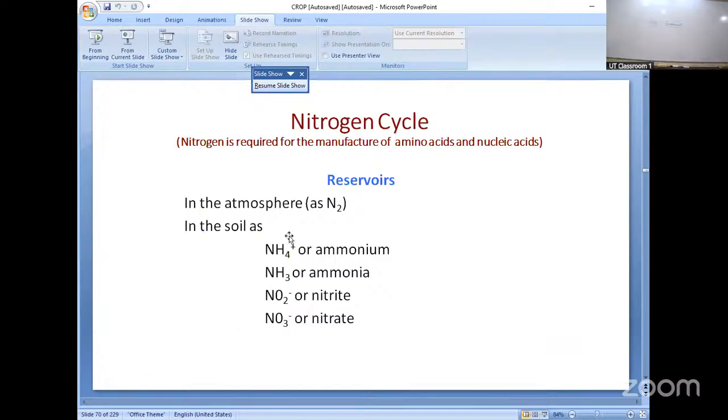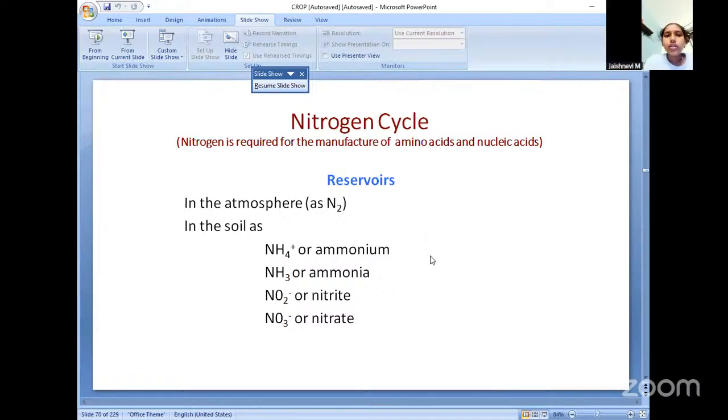So next is the nitrogen cycle. Nitrogen is required for the manufacture of amino acids, and also nitrates. Plants need nitrogen, but they cannot take nitrogen directly. It is taken in the form of nitrates, when nitrogen mixes into the soil, and then they take the nitrogen.